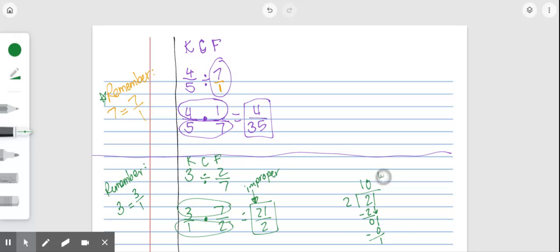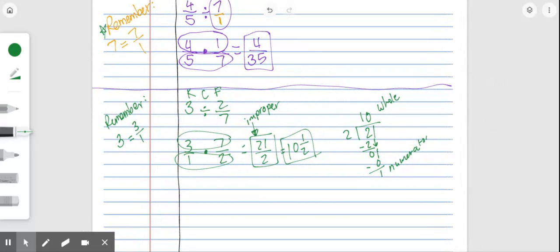So this is my whole number on top, and this is my numerator down here. So I've got 10 wholes, or 10 whole numbers, and 1 half. 10 and a half is the same as 21 halves. Both of these are perfectly great answers. It's just I wanted to show again how to convert from improper fraction to a mixed number. Okay? All right, I'm going to pause and give you a few try-its.